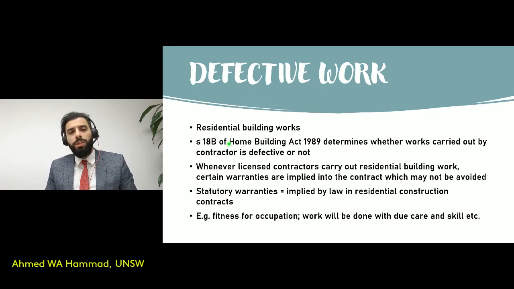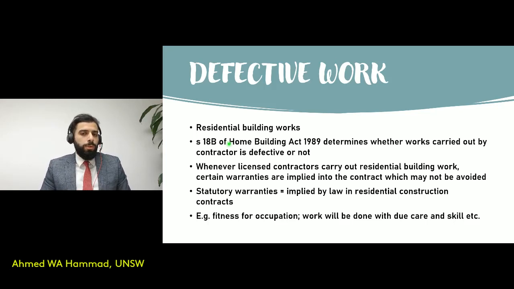So if I were to summarize Section 18B for you, basically it says that whenever there's a licensed contractor performing residential works on a building, then the contractor would be liable for certain warranties that are implied in the contract. Now, these warranties are referred to as statutory warranties, recall, and these are ones that would be implied even if they're not expressly mentioned in the contract. Such warranties cannot be avoided by the contractor, so they have to comply with these warranties that I mentioned.